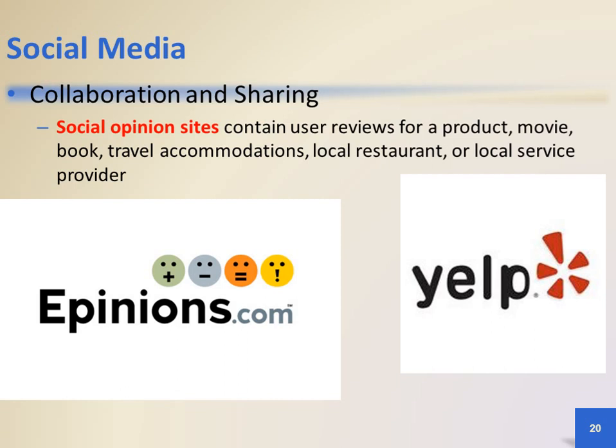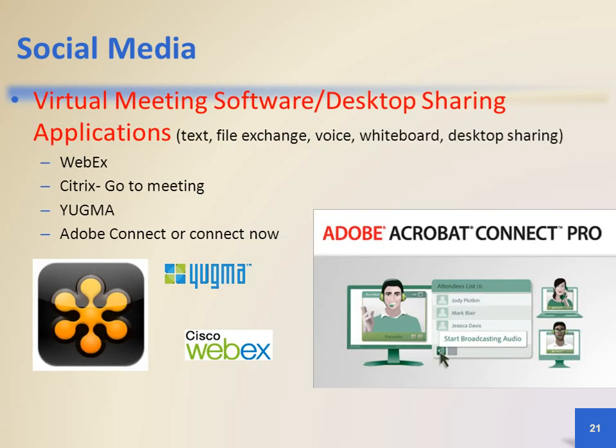Another form of this is social opinion sites. ePinions, Yelp allow you to provide reviews of products, movies, books, travel, restaurants, local services. And people have lots of opinions. So that's another form of collaboration and sharing, is social opinion. And I know I like the reviews sometimes when I'm looking for buying certain products. I like to look at those reviews as well.